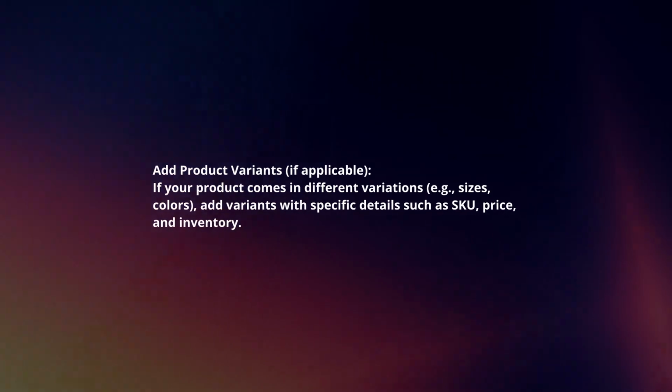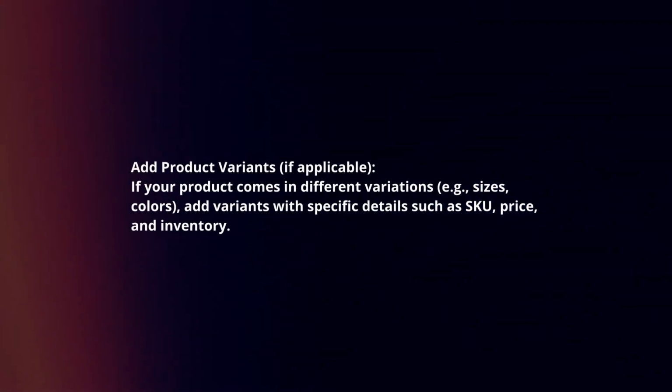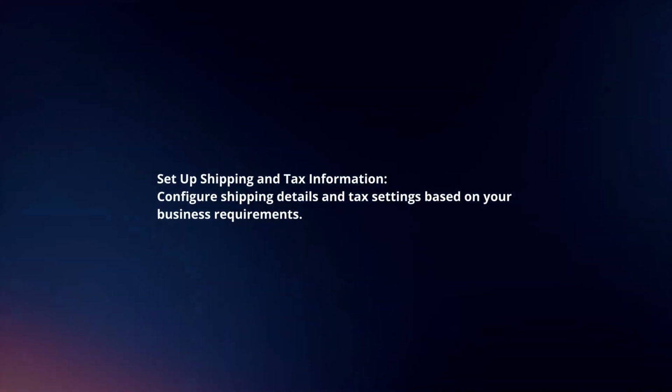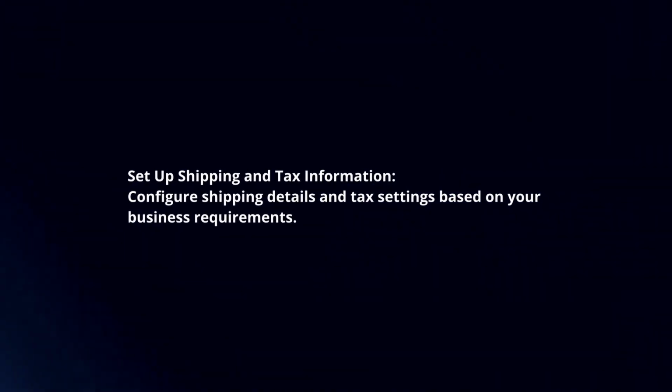Add product variants. If your product comes in different variations, add variants with specific details such as SKU, price, and inventory. Set up shipping and tax information. Configure shipping details and tax settings based on your business requirements.